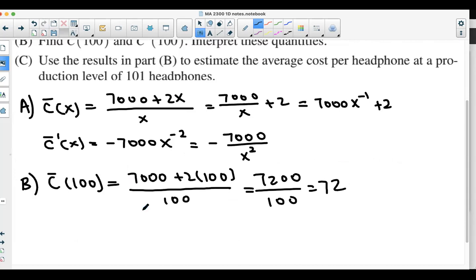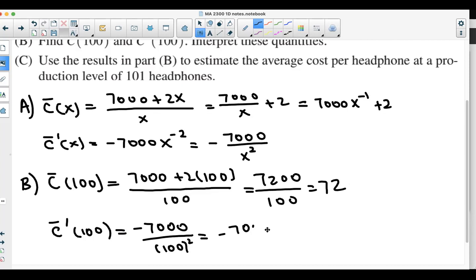And then, what's the C bar prime of 100? That's equal to this one, so negative 7,000 over 100 squared. Then that's equal to negative 7,000 over 10,000. And that's equal to negative 0.7, in fact.